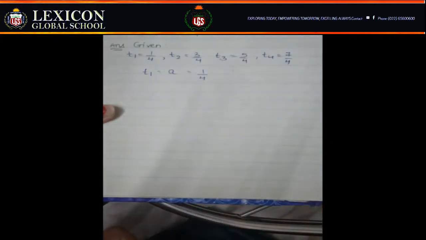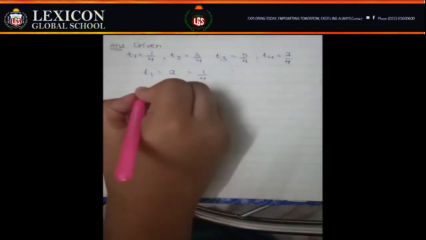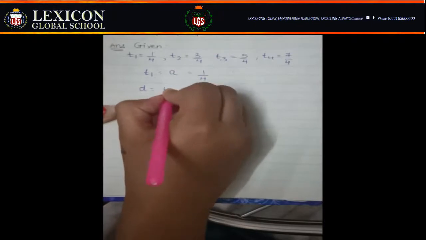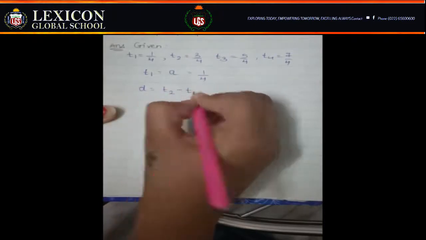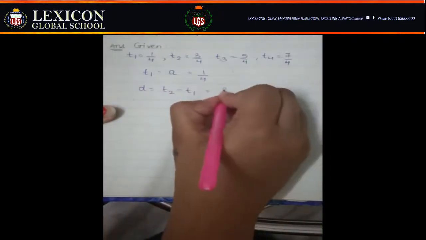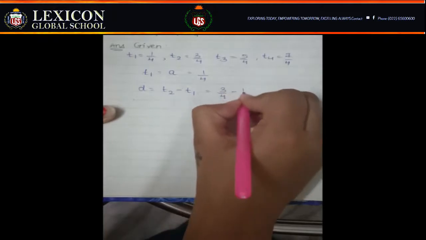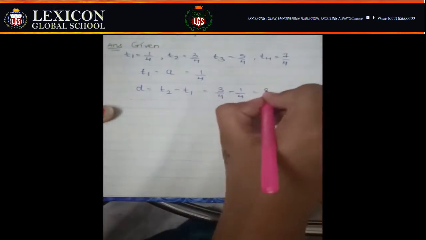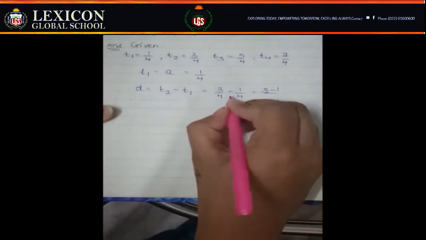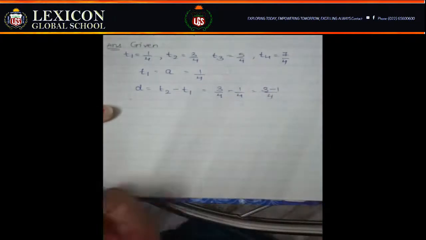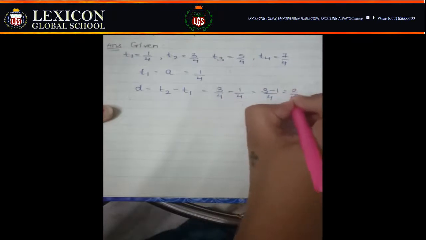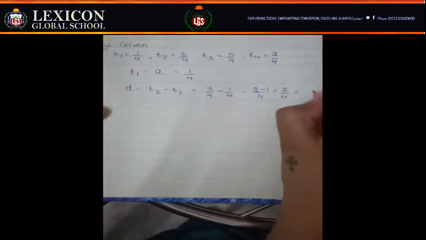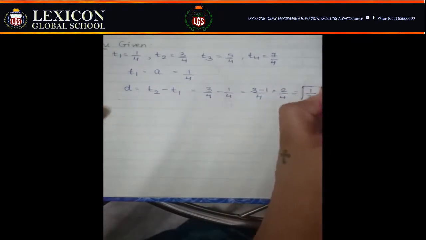Now we need to find out the difference. To find out the difference, what are we going to do? T2 minus T1. That means 3 upon 4 minus 1 upon 4. Having common denominator 4, straight away subtract the numerators. 3 minus 1 upon common denominator 4, that is 2 upon 4. When you reduce this, you get your answer as 1 upon 2.